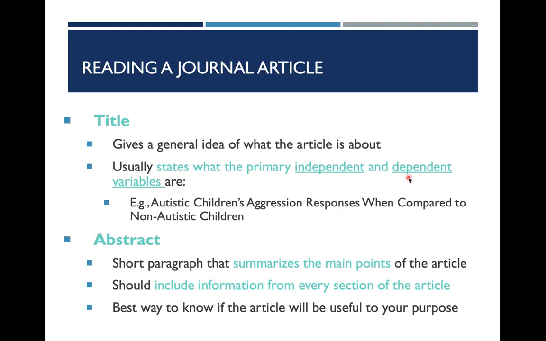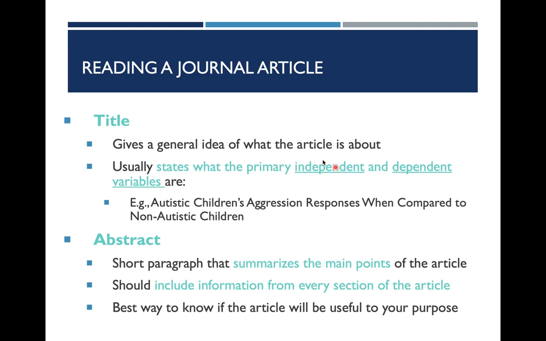A simple formula for writing a title is to make sure to include what's the primary independent variable and what's the primary dependent variable. So, for example, autistic children's aggression responses when compared to non-autistic children. Our independent variable here is the presence of an autism diagnosis, and our dependent variable is aggression responses. Right? I immediately have those two pieces of information.